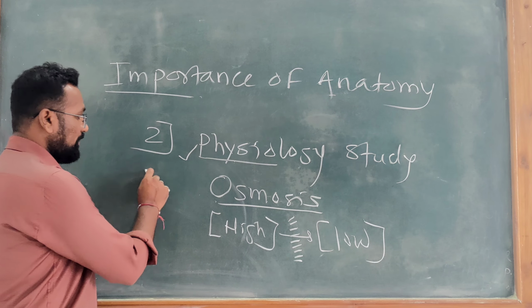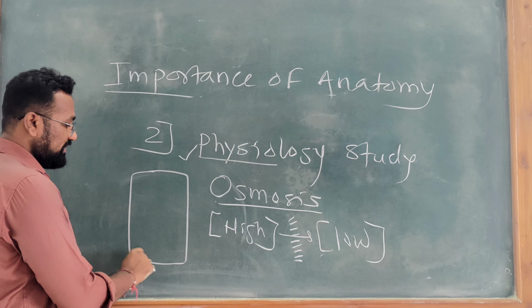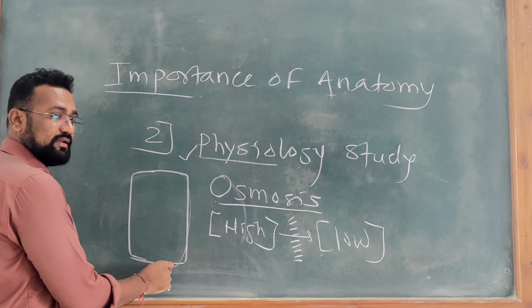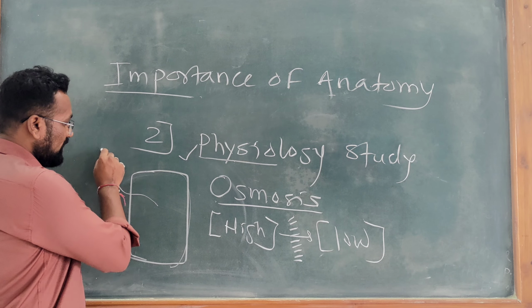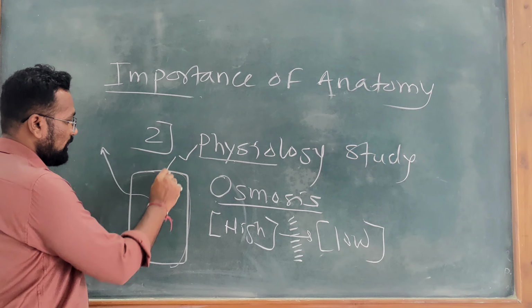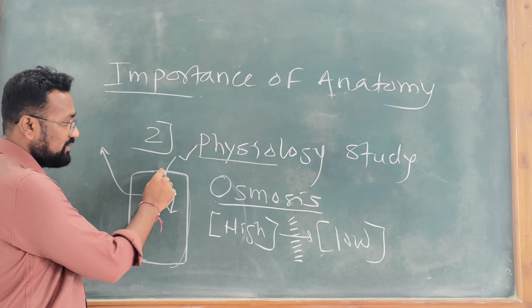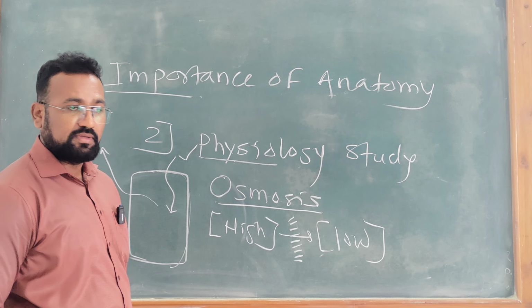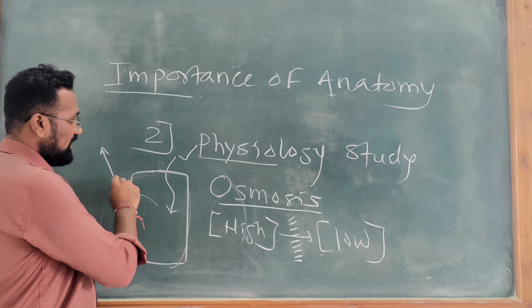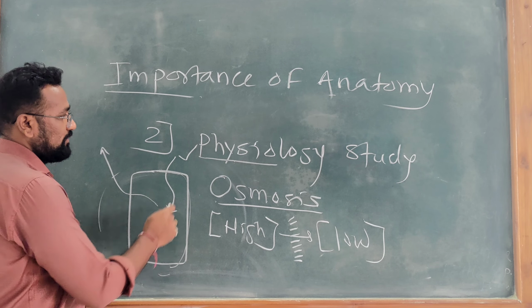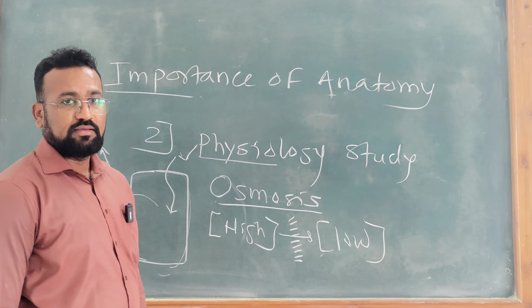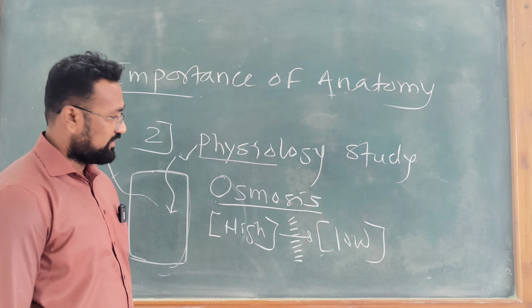In order to talk with respect to our biological field, here you have a cell. From that cell, water is moving out or moving in through the plasma membrane. That plasma membrane can be considered a semi-permeable membrane. Here I just want to tell you that this anatomical study will be helpful for understanding such physiological concepts.